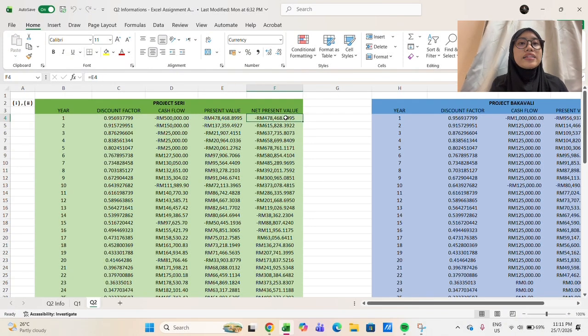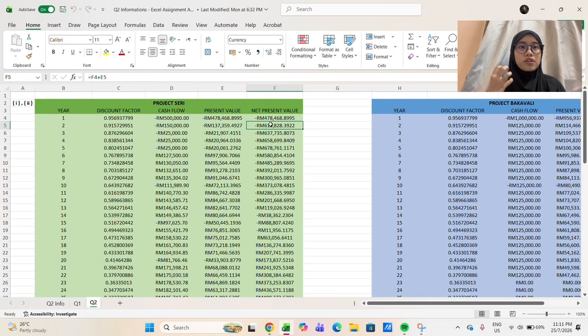Next is to find the net present value. For net present value on year 1, I make it equal to our present value. But for the next year, year 2, I use this formula, which is I take the net present value on year 1 plus our present value on year 2, and then we will get our NPV for year 2.